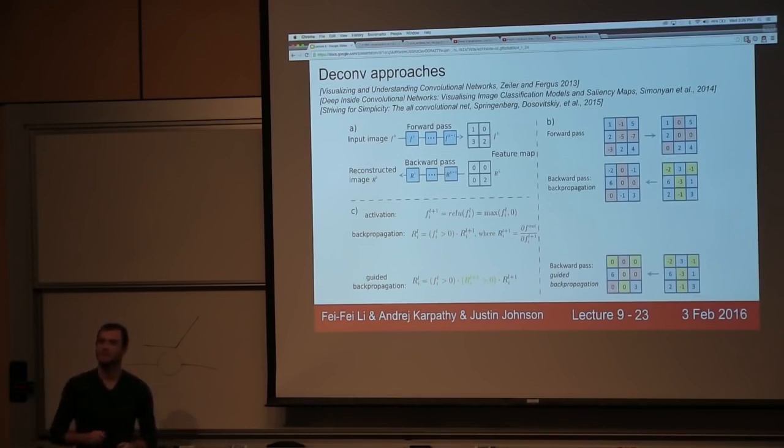Go ahead. If you did the opposite and only kept the negative gradients, would you get a map of the strongest inhibitory features? Yeah, so the question is, if we only kept the negative gradients instead, do we get a map of negative inhibitory features? I guess so, yes. I've never tried that. Good question.